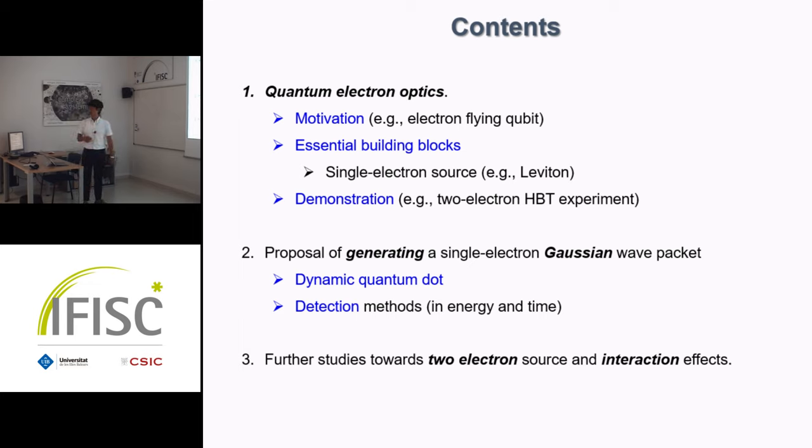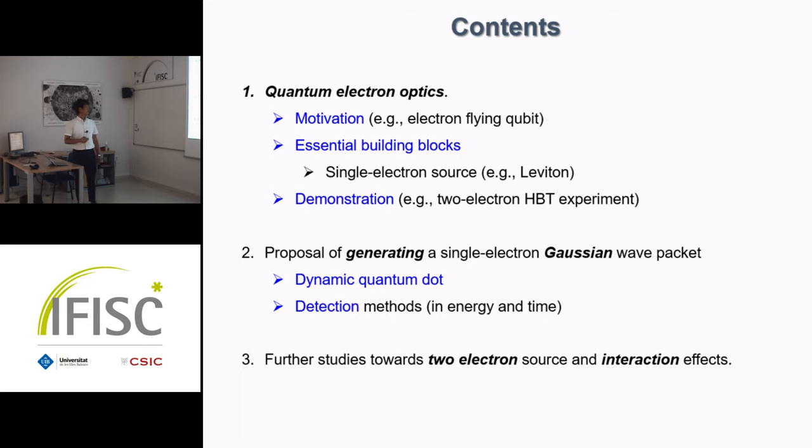First, I will talk about some background. What is the subject, quantum electron optics? I will talk about the motivation. I'll make an example of the recent proposal of electron flying qubits. And what are the essential building blocks for this study? Among them, a single electron source is the most important thing. And I'll make an example of the leviton, also recently suggested and demonstrated. And finally, I'll show you an experimental demonstration of two-electron Hanbury Brown and Twiss experiments.